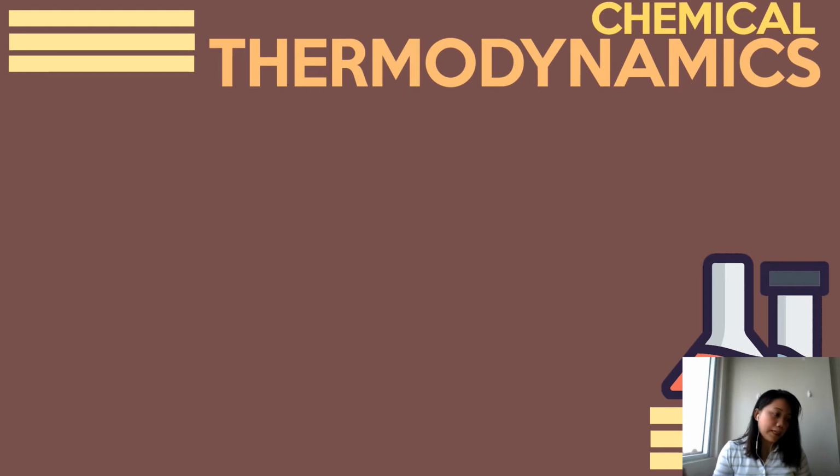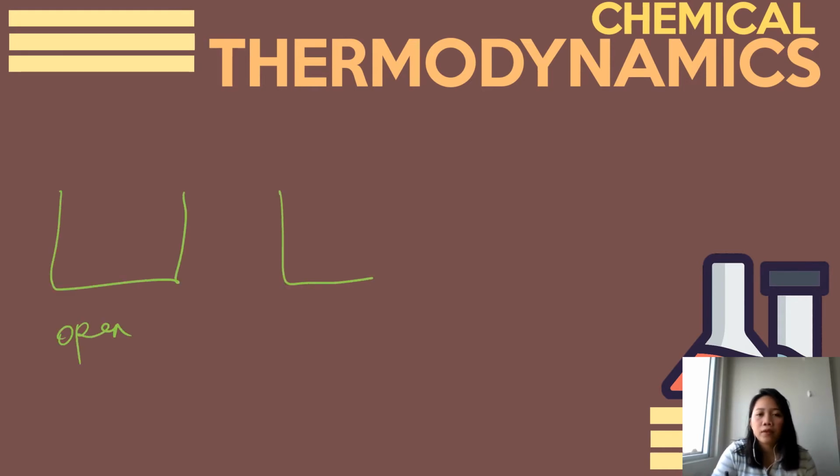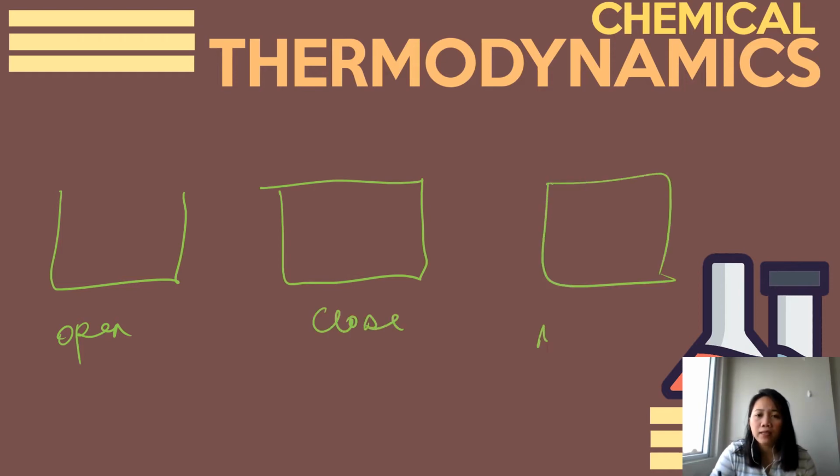Now, since we're already done discussing what a system is and what its surroundings are, let me introduce to you the three different types of system. We call them the open system, the closed system, and the isolated system. So all of them are systems. These are the three types of systems.